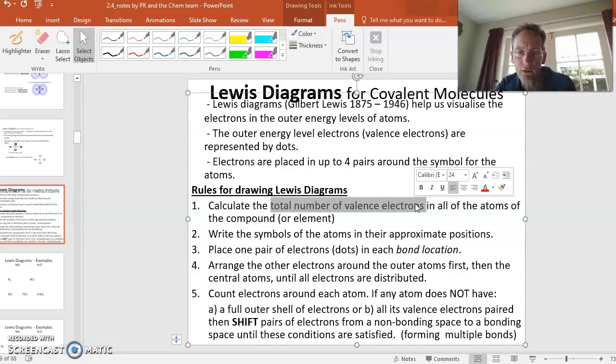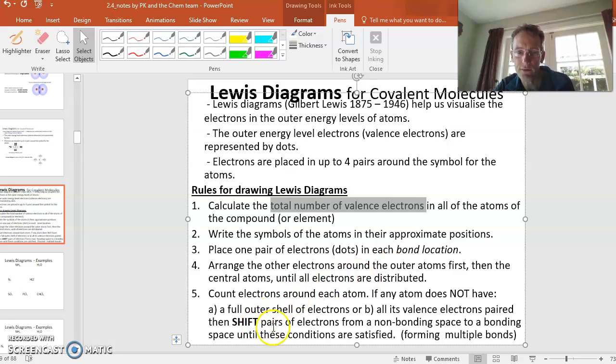So that means we have to count them up. All right, next, as you saw with methane, we put the symbols in their approximate positions. Put a pair of electrons where each bond is. So each bond, covalent bond, that means. Okay, then sometimes we need to put electrons around the other atoms because, as you'll see in a minute, there's too many electrons to just have them in the bond locations.